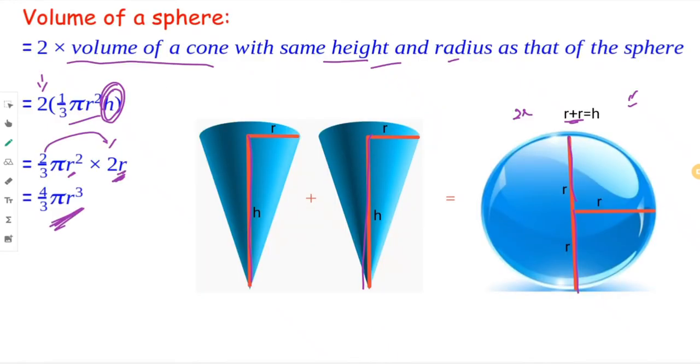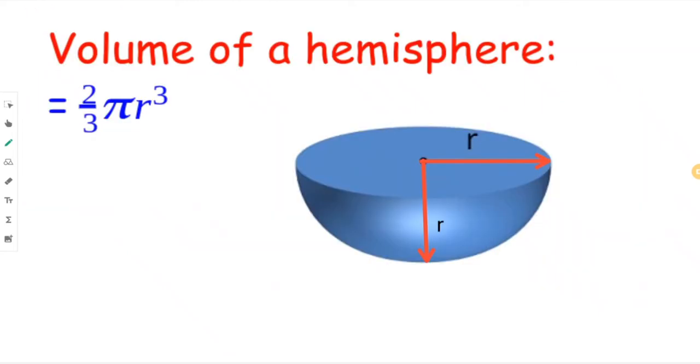Now going back, 4 by 3, what is half of 4? It is 2. Simple as that: 2 by 3 pi r cube. That is how we get the volume of a hemisphere.